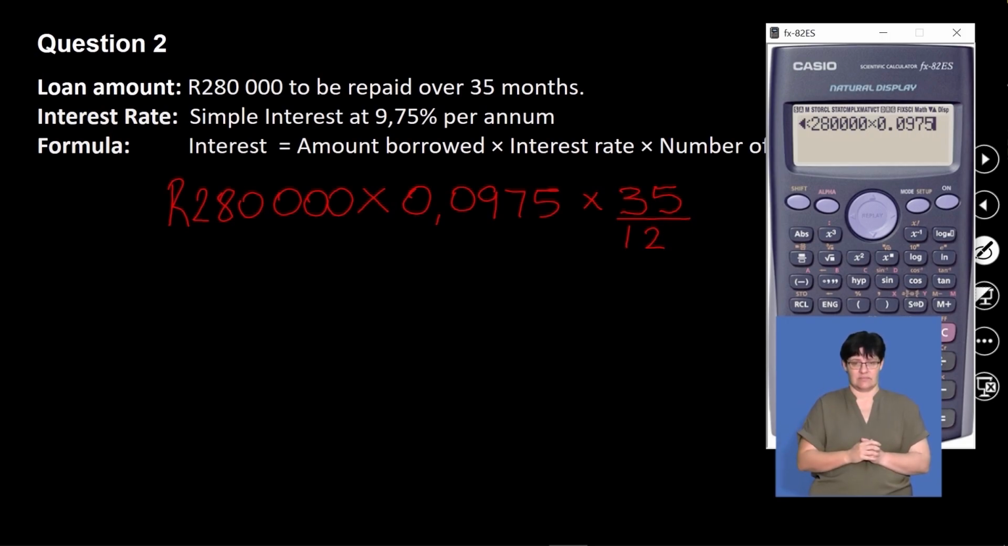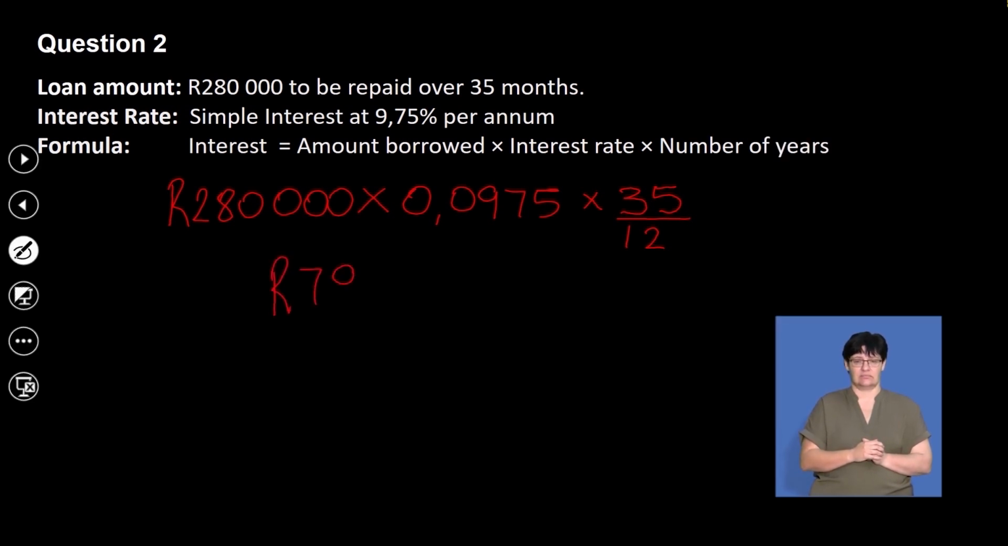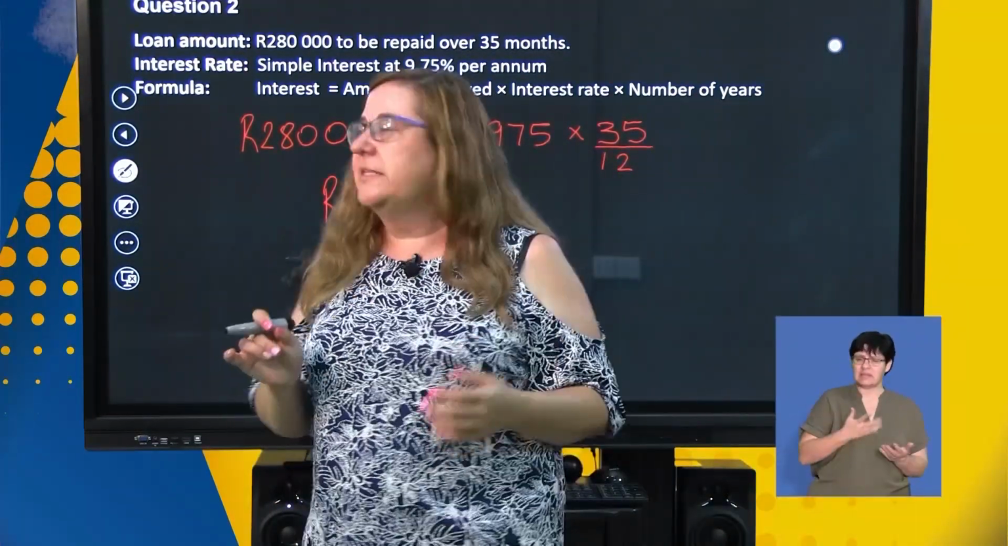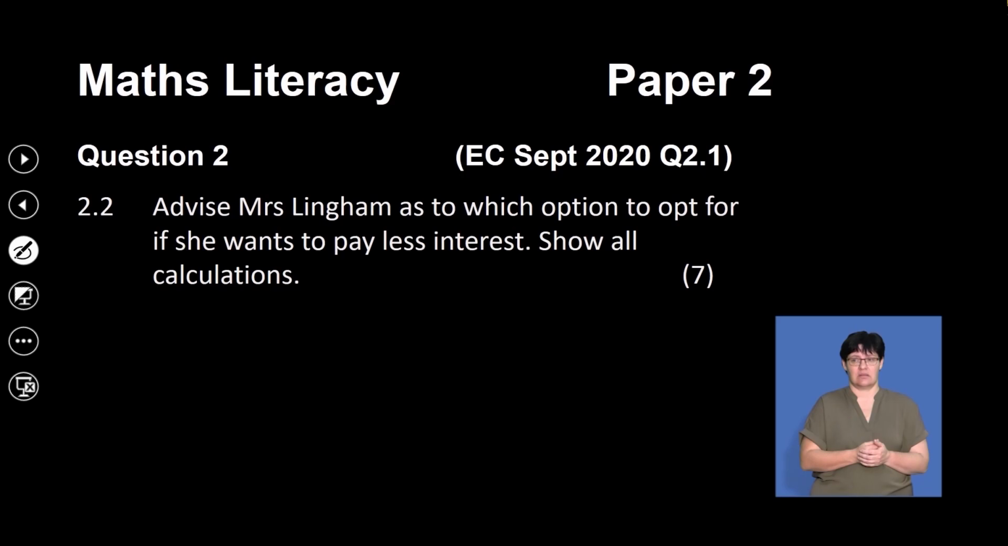Make sure that I've got the correct number, and I'm going to times it by my interest rate, which was 0.0975. And now I get my answer of 79,625. It's important to remember that it's money. It needs to have my rand in front of it, my R, and because it's a whole number, I don't actually need the decimals. But if you really want to, you can put comma 00, that's fine. Have I answered the question? The question asked me for the interest, so I have.